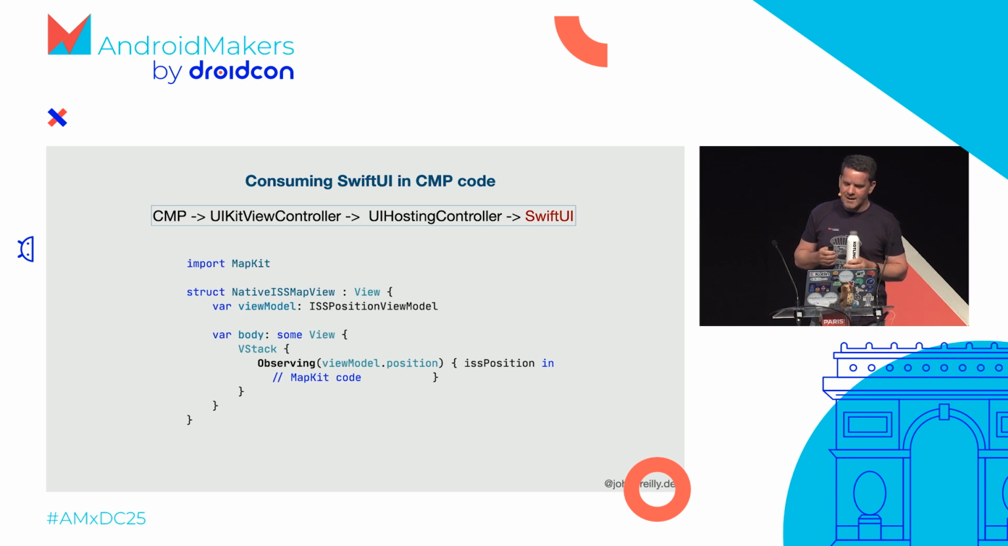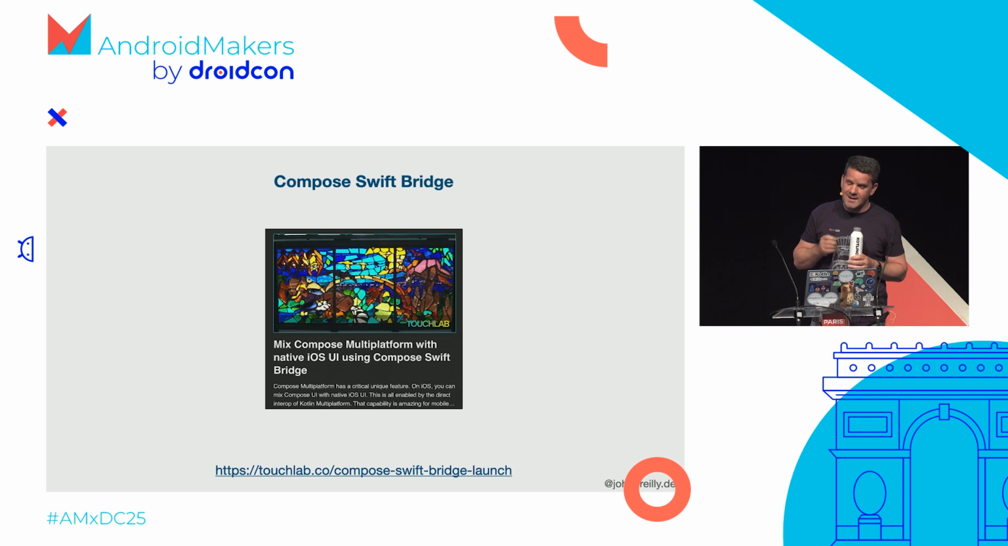OK, that was a lot to take in. Hopefully, this provided at least a high-level awareness of what the moving parts are when implementing CMP interop like this. Alternatively, you can use Compose Swift View from TouchLab, which is another approach to implementing this, abstracting you from some of the details we just showed.